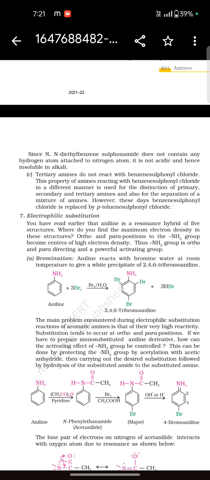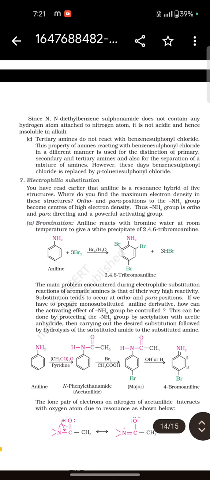The main problem encountered during the electrophilic substitution reaction of aromatic amines is that of their very high reactivity. Substitution tends to occur at ortho and para positions. If we have to prepare a monosubstituted aniline derivative, how can the activating effect of the NH2 group be controlled? This can be done by protecting the NH2 group by acetylation with acetic anhydride. Then carry out the desired substitution, followed by hydrolysis of the substituted amide to the substituted amine.